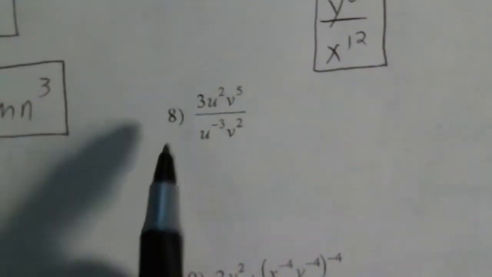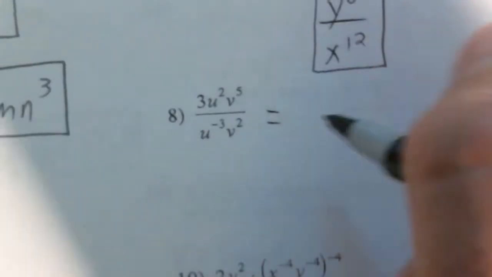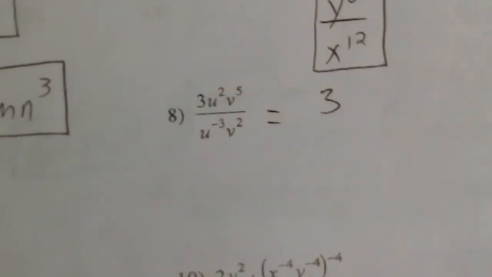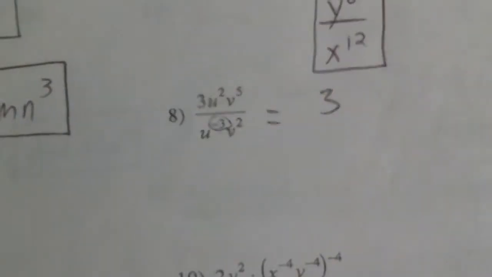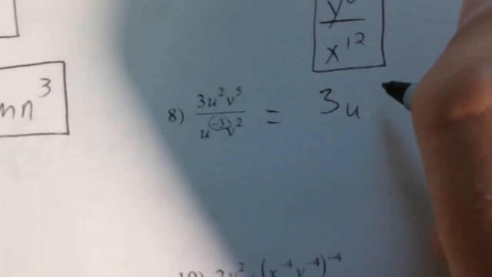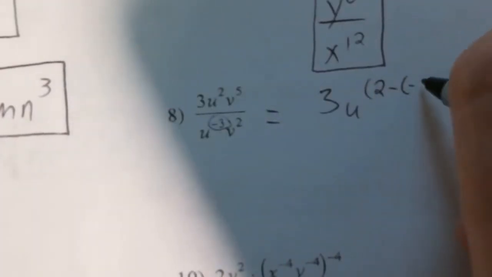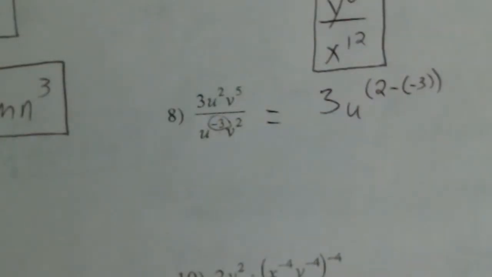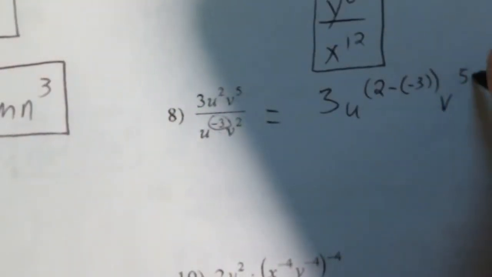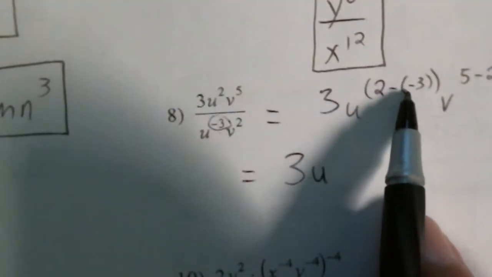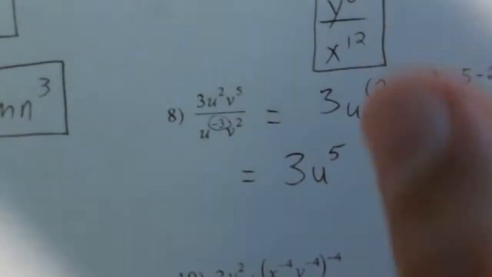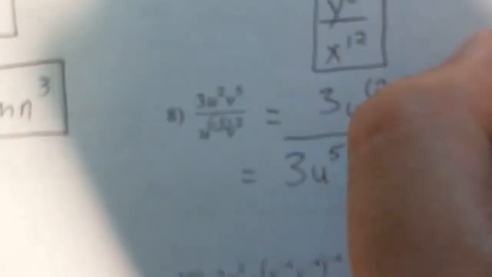Okay, signs, coefficients, variables. I don't have any negative coefficients. I only have 1, 3, so I know there's a 3 in my final answer on top. Now here it's a little tricky. I'm going to do top minus bottom, but notice I have a negative exponent in the bottom. So when I subtract, that's going to be u raised to the 2 minus a negative 3. Whenever there's a negative in the bottom, that's going to make it a double negative, which makes it a positive. And then for the v's, that's simply 5 minus 2. So 2 minus a negative 3 changes to 2 plus 3, so that's u to the 5. And for the v's, it's 5 minus 2, so v to the third.